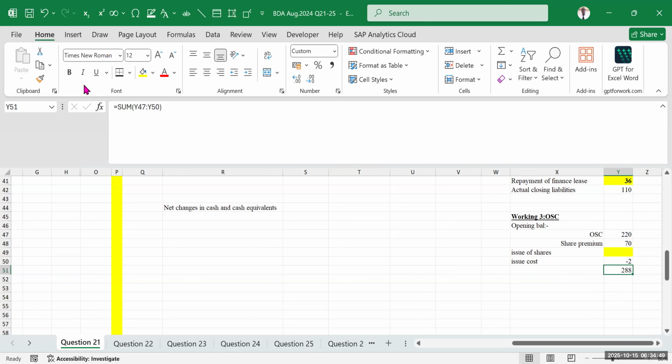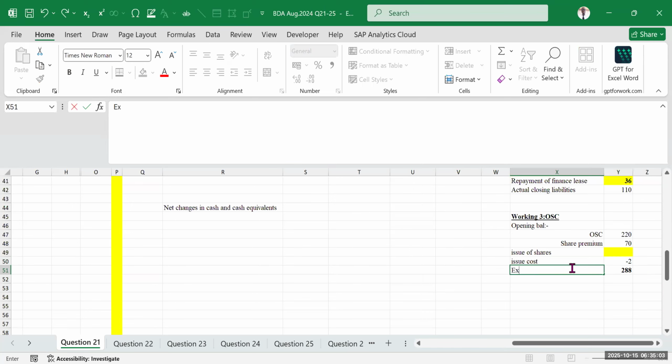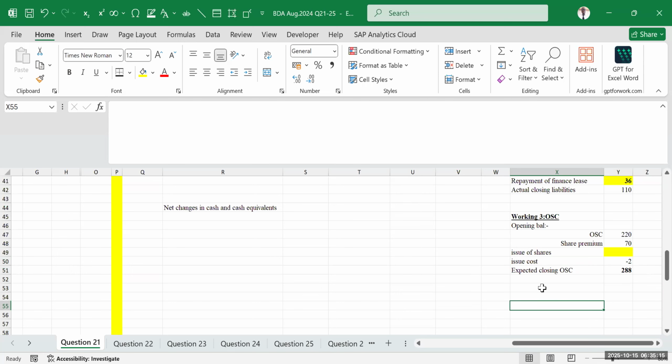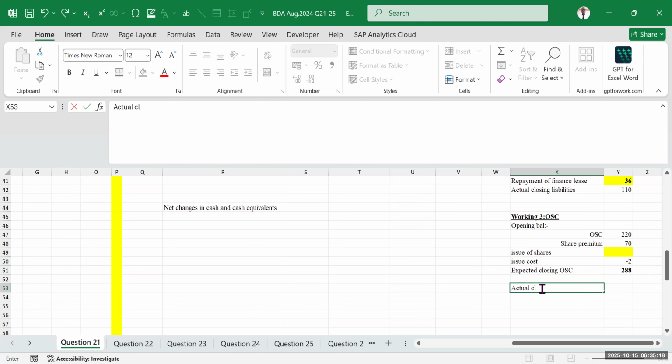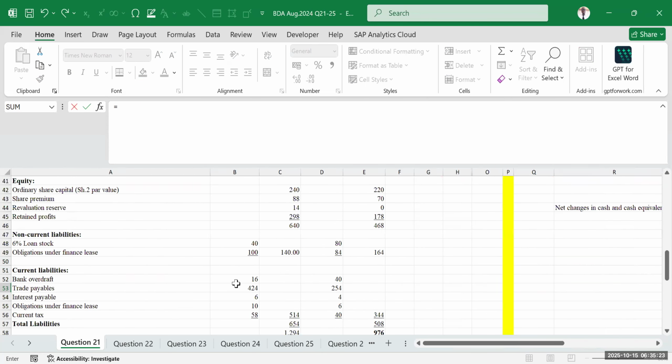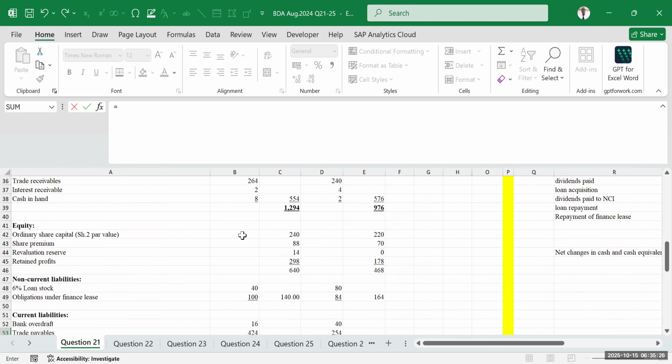And you see my total is 288. So if there is an opening, then I incur an issue cost of 2 million, I'm expecting the closing balance to be 288. This is the expected closing ordinary share capital account, 288. But if that is the expected closing, what is the actual closing? Actual closing ordinary share capital account. The actual closing, we come to the statement of financial position and pick ordinary share capital of 240. That is the closing column of 2023.